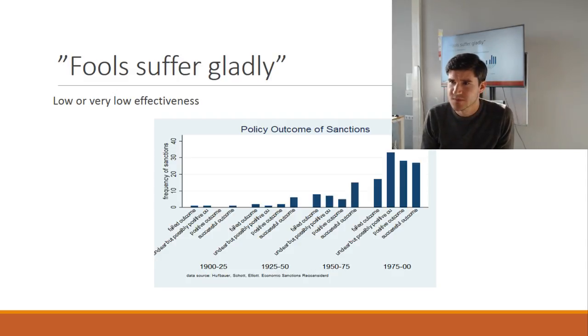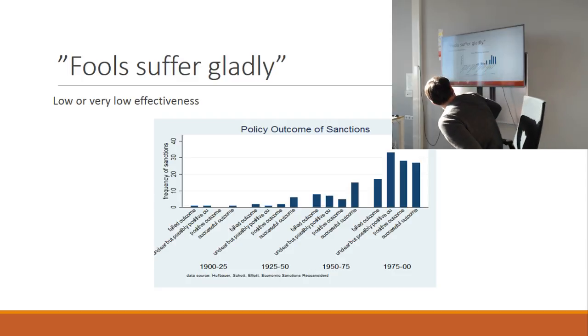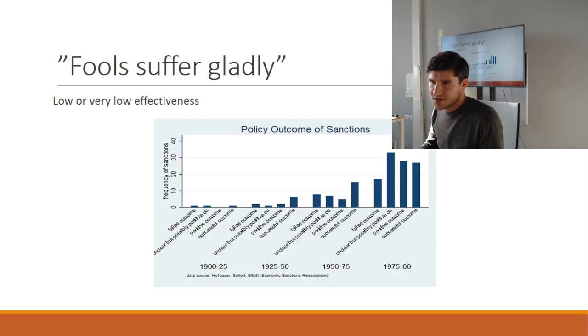In the 50s to 75 it was pretty successful, but that's only for the US. You have this one period of success, but the other two were marked by lack of success. And if you look at all the sanction incidents, not only US, the ratio drops. So this is the most successful of the unsuccessful ones.